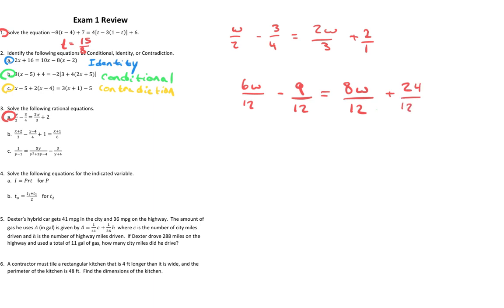So now we have all common denominators, so we can go ahead and multiply the whole thing by 12. If we do that, we get rid of all of our fractions. From here, we can get all our w's on the same side. So if we subtract 6w, we'll have 2w, and then we can subtract 24. If we do that, we get negative 33. So now we just divide by 2, and we get that w equals negative 33 over 2.